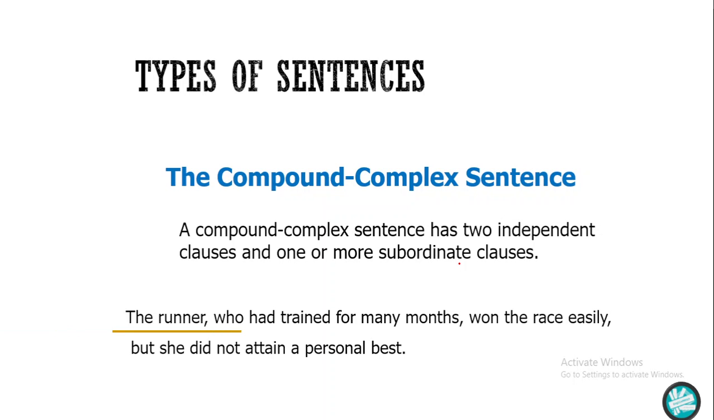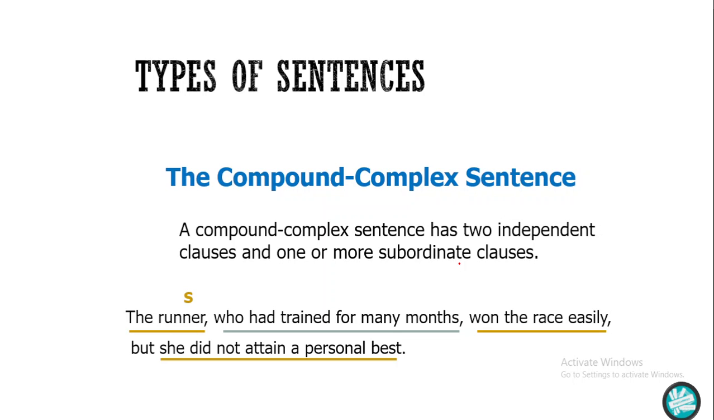The runner who had trained for many months won the race easily. Now, the runner won the race easily, that is the first main clause, but she did not attain a personal best. She did not attain a personal best. That is the second independent clause. Whereas who had trained for many months, that is the subordinate clause.